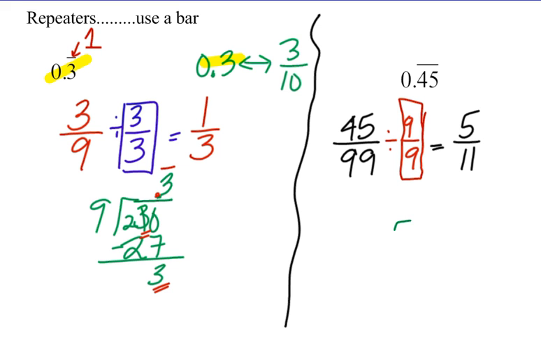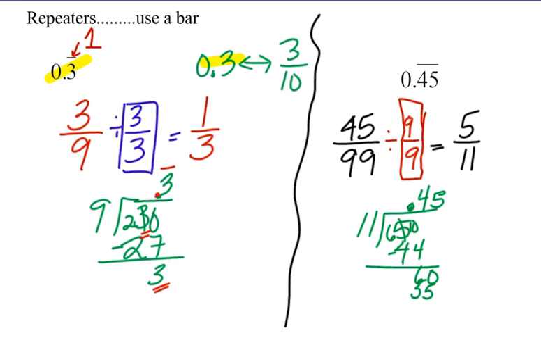Once again, I'm going to prove it to you that it does work. 11 goes into 50 4 times. Got to do some borrowing. 11 goes into 60 5 times. Once again, do some borrowing. And we can see that it's starting to repeat once again. So we know it's going to be 0.45 with a bar over it. So we did prove that this 5/11ths works.